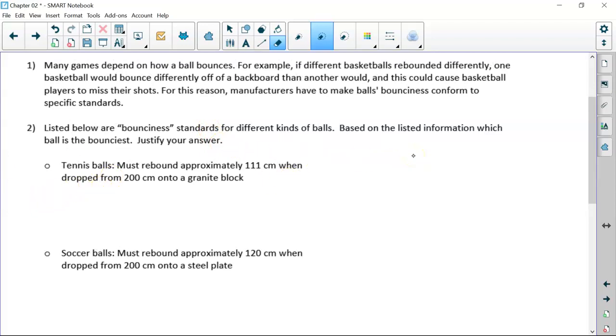For a tennis ball, it's got a rebound of approximately 111 centimeters when dropped from 200 centimeters onto a granite block. And these are just what they use to test if the tennis ball bounces the proper way for it to meet requirements. So the rebound ratio is going to be the bounce, which is 111 centimeters, over 200 centimeters. And you can see the units cancel out. And we divide that, and we go 3 decimal places, 0.555. That's the rebound ratio for a tennis ball.